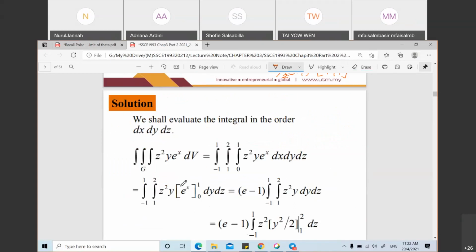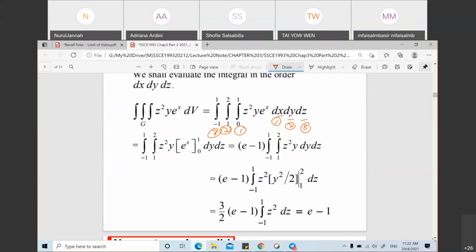Okay. Do the inside one first. After you have that result, you have to integrate with respect to y and then z. Okay, any question for this? I think this is easy. Is it okay?